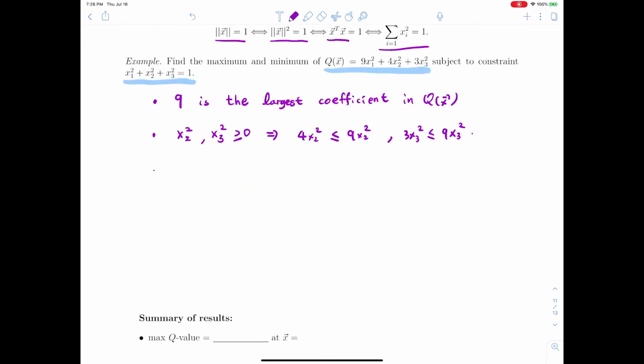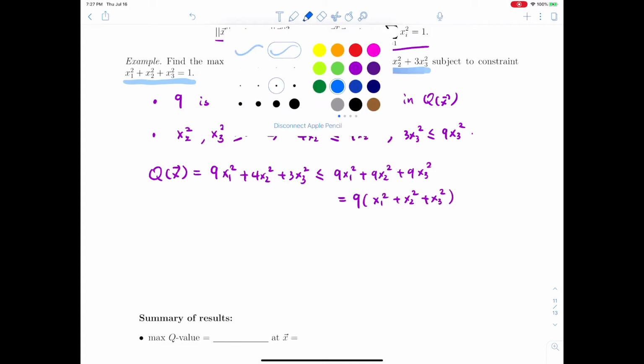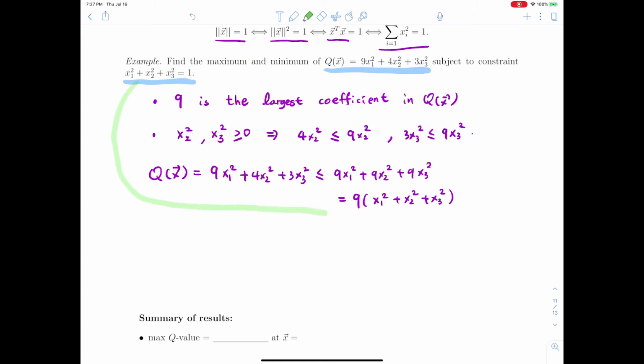With these observations, we can tell that our quadratic form Q of x, which was given by 9x1 squared plus 4x2 squared plus 3x3 squared, should be less than or equal to 9x1 squared plus 9x2 squared plus 9x3 squared. If you factor out 9, this gives you 9 times (x1 squared plus x2 squared plus x3 squared). But we have the constraint that the sum of squares equals 1, so this should be 9. So what we get is Q of x is less than or equal to 9 for all x a unit vector. Basically, we proved that Q of x is less than or equal to 9, but we want to show that the max value is exactly 9.